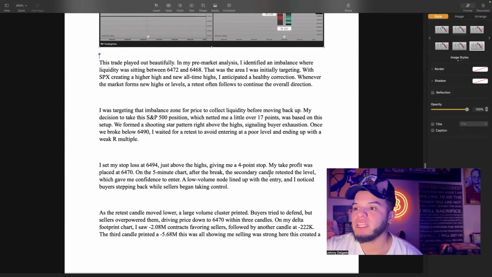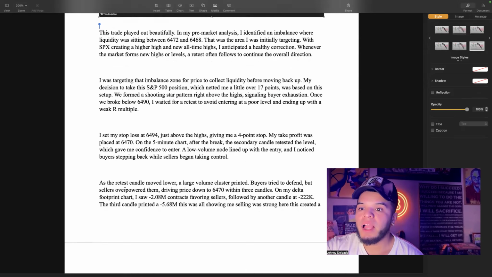After the break and the secondary retested candle to my level, it gave me the confidence to enter. A low volume node lined up with my entry, and I noticed buyers stepping back while sellers began taking control. Again, I talked about that volume cluster right after the retest and then a drop. As the retest candle moved lower, a large volume cluster printed.